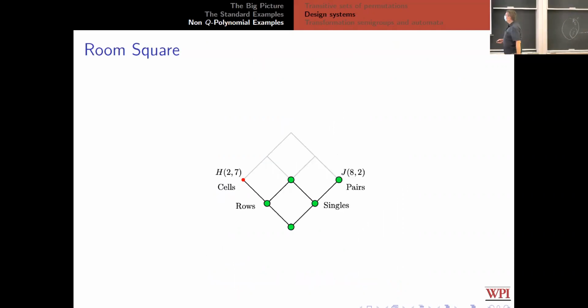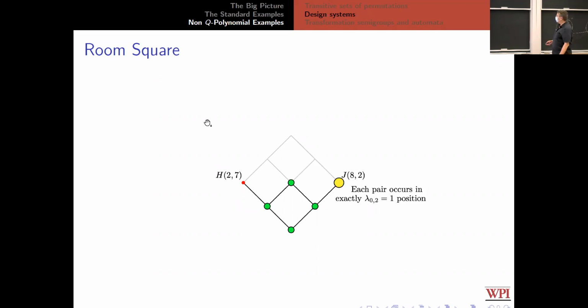The motivation is to find things that are either mathematically beautiful or have some application. Okay, so for example, for a room square, you've got pairs in the Johnson world, and you've got a two-dimensional Hamming scheme with some alphabet. In this case, the alphabet has size 7. These eigenspaces correspond to pairs, singles, nothing, rows of the array, cells of the array, and here's rows and singles. A room square has to be balanced with respect to all of those green dots. Okay, so that means every pair has to occur in exactly one position.